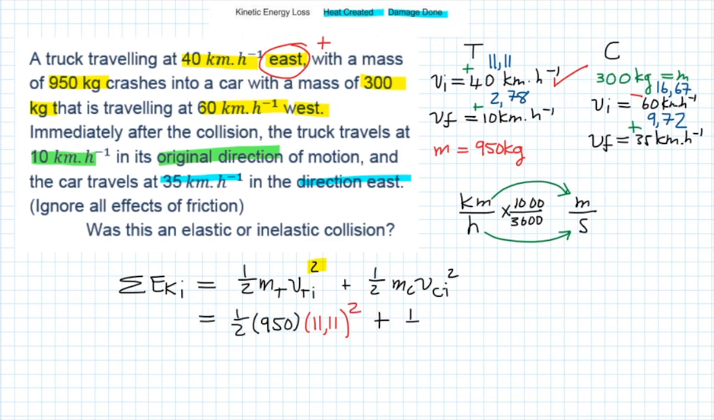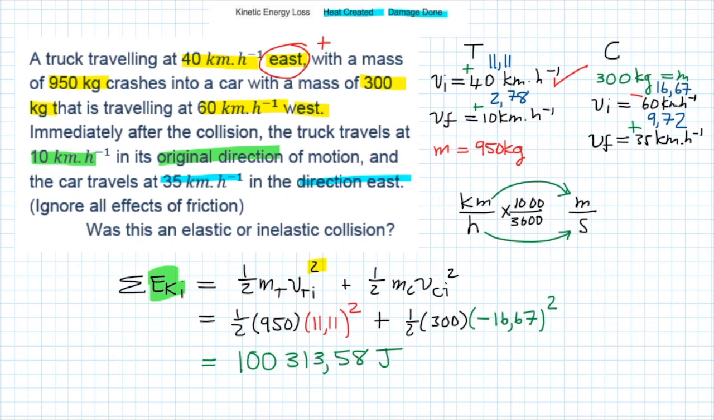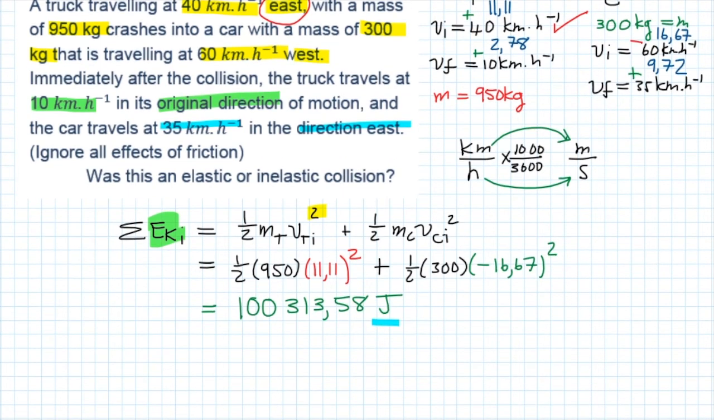Plus we have half. The mass of the car is 300. Its initial velocity is given as a negative 16.67, and we must not forget to square this value. We plug this into our calculators and obtain 100,313.58 joules. Kinetic energy is energy, and therefore it's measured in joules. This is the kinetic energy before the collision.